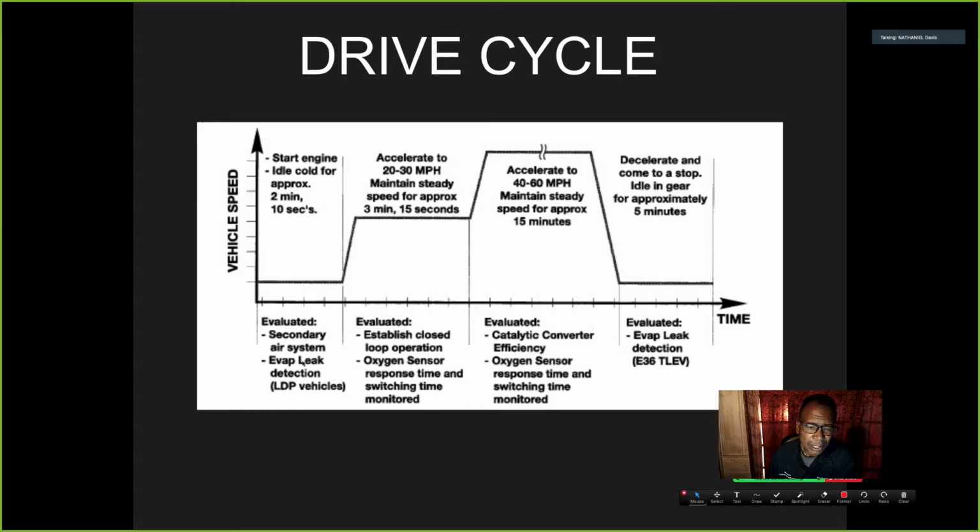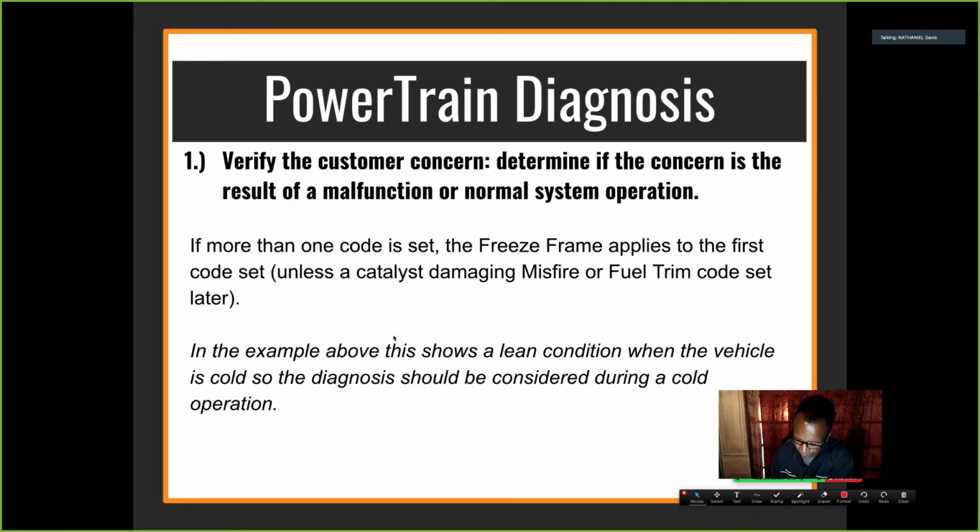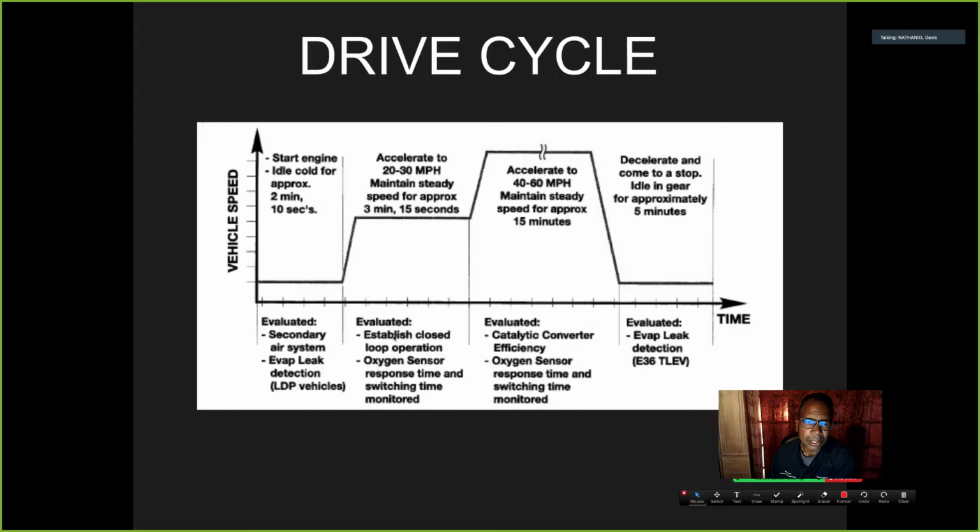Each step is checking something, as you see on the bottom. Okay, that's a drive cycle. A trip is similar to a drive cycle. A trip runs 1 monitor. Let's say the cat monitor, right? You'll do a trip for the cat, or a trip for the EGR. But a drive cycle runs all the monitors.